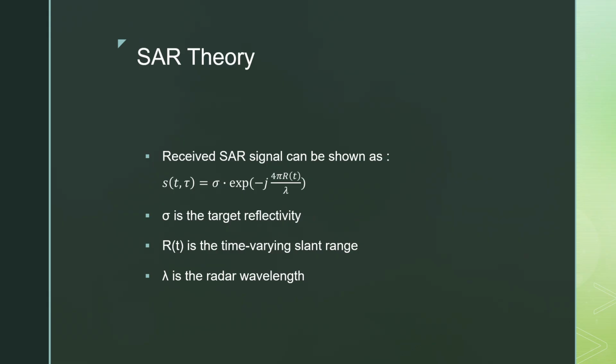So let's look at some of the theory that defines SAR. A received SAR signal can be shown as S as a function of t and tau is equal to sigma times exponential of -j times 4 pi r of t all over lambda. Sigma is the target reflectivity, r of t is the time-varying slant range, and lambda is the radar wavelength.